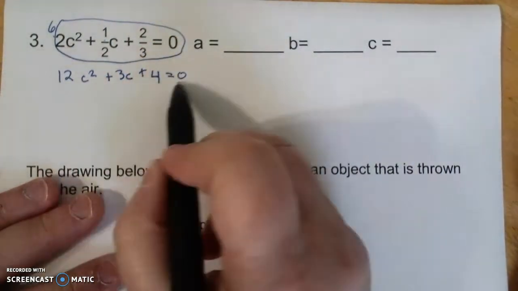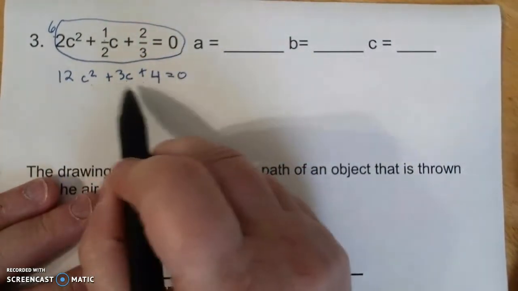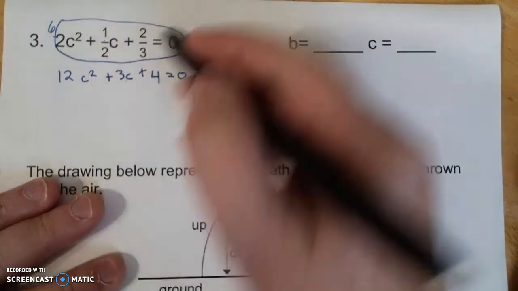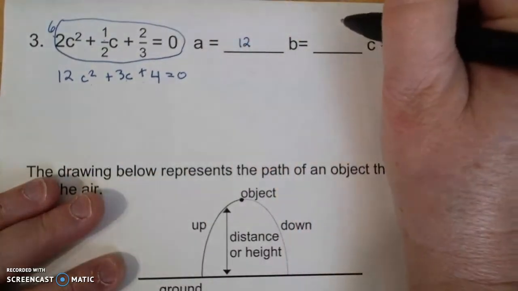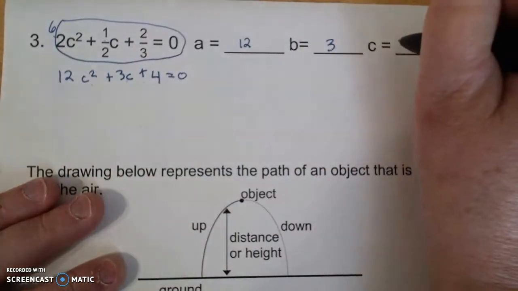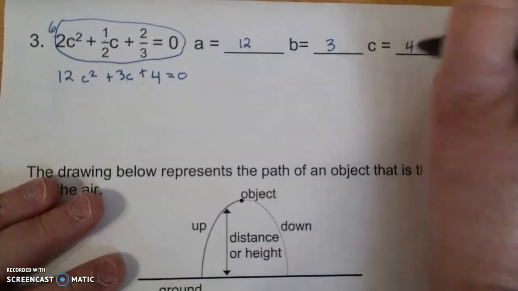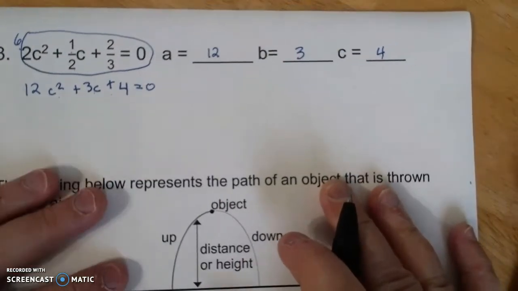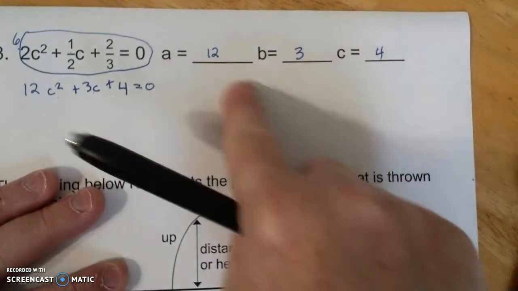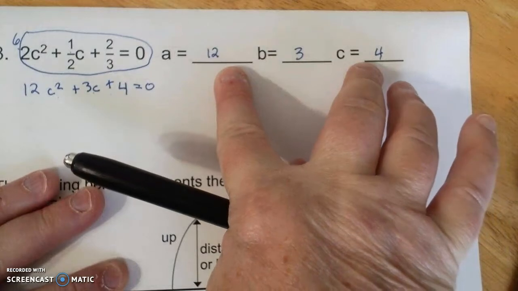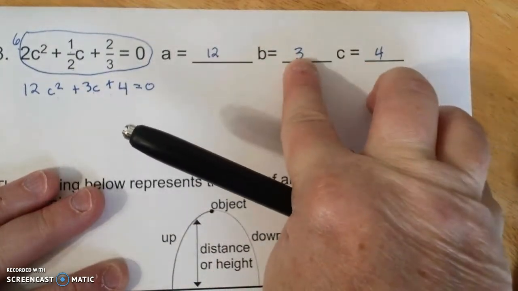Now, these are going to confuse you with the c's. Ignore. That's the variables, not the coefficients. So a is 12, b is 3, c is 4. Okay? All of them positive. These multiplied together bigger than that.